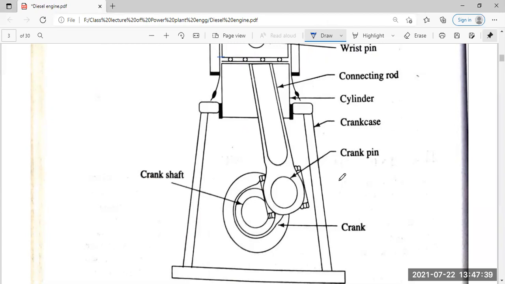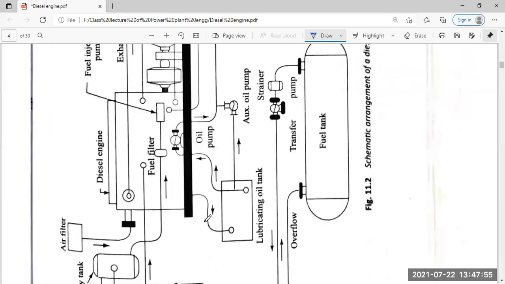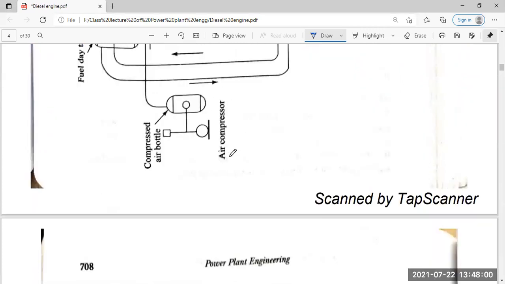Now, next, what comes is the diesel engine power plant system. This is the initial portion of the plant itself, the initial portion of the engine itself. Now here, in the power plant, first, this is the air compression itself. There is a compressed air bottle, where after compressing up to the required ratio, the air is compressed inside the bottle itself.